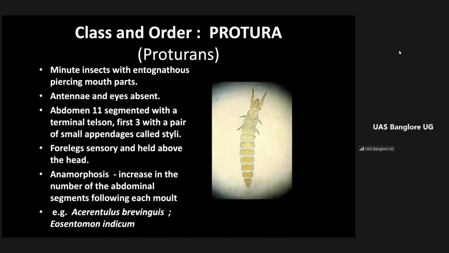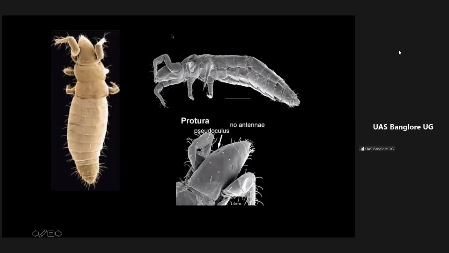Okay, no, pro means in the front, right? So you can see that the legs are kept in the front. Because of that, we call them protura. You can see in this diagram, in these photographs also, the antennae are absent. There are no eyes. So no antennae and eyes, but still the legs are kept in the front. And they have a terminal telson in the last few abdominal segments.